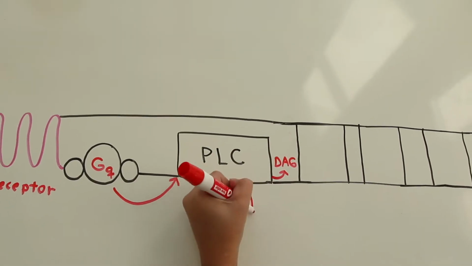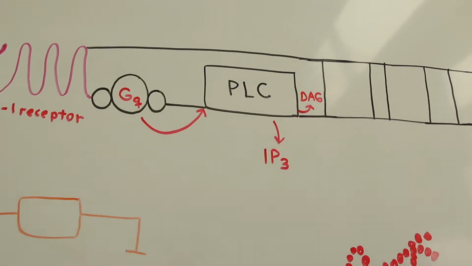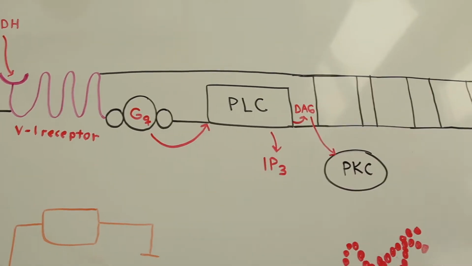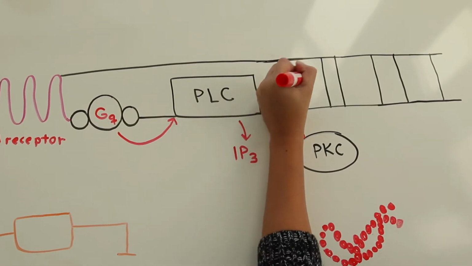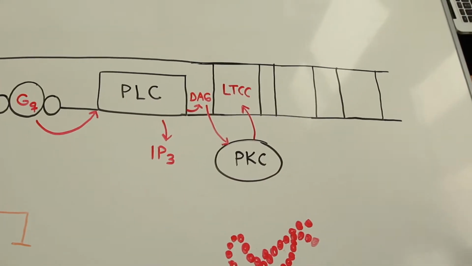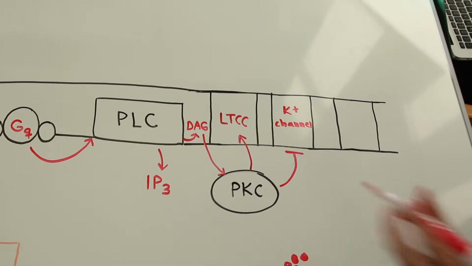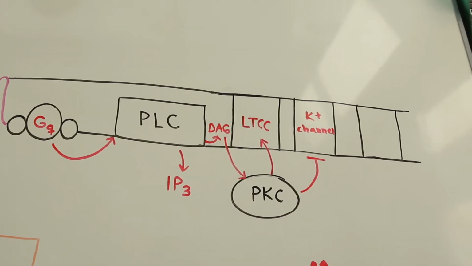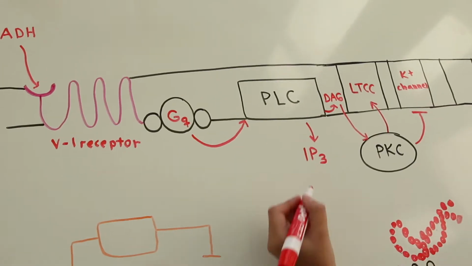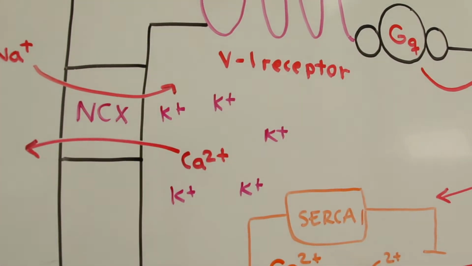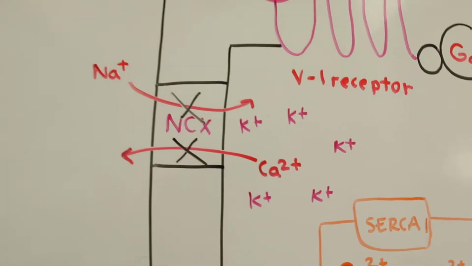PLC converts membrane phospholipids to diacylglycerol, abbreviated DAG, and IP3. DAG activates protein kinase C. PKC activates L-type calcium channels, which allows calcium to flow down their concentration gradient and into the cell. PKC also inhibits potassium channels, which prevents the efflux of positive ions outside the cell. This causes a decrease in sodium-calcium exchanger activity, so calcium is no longer pumped out of the cell.